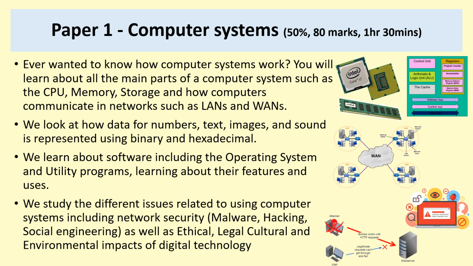So as we mentioned, paper 1 is very much about how computer systems work. We look at areas such as the CPU, memory, storage, and how computers communicate in networks such as LANs and WANs. We also look at how data is stored and represented on the computer with numbers, text, images and sound, looking at binary and hexadecimal as different numbering systems that are used. We also learn about software such as the operating system and utility programs, and we learn about the features and uses of these types of software.